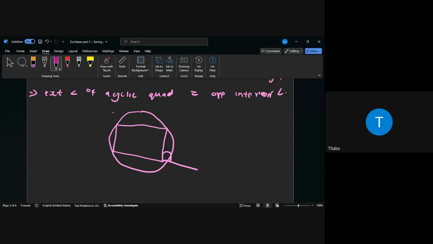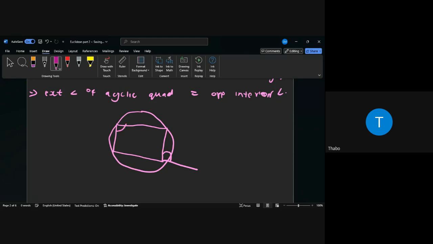So now what does it mean when you say the exterior angle of a cyclic quad is equal to the opposite interior angle? It's equal to the opposite interior angle, but which one is it? Is it this one? No. This is not opposite to my exterior angle. So it has to be this angle.